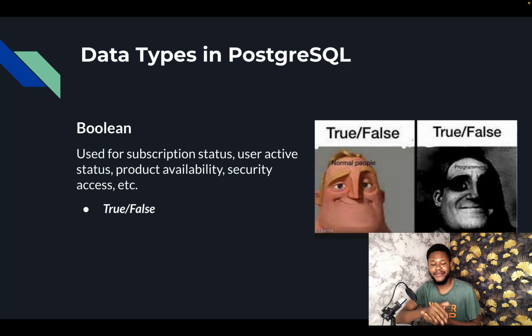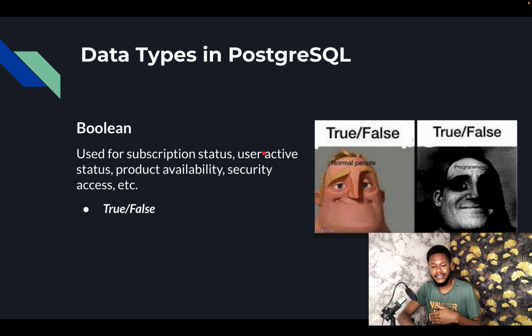Another popular data type is the Boolean data type. Yeah, this meme: to normal people, you can just see it as true or false, 1 and 0. But to programmers, it's something much darker, because Booleans can be tricky sometimes, especially when you're doing logic gates. So Boolean data types are for things like subscription status, where the value can either be 1 or 0, true or false, yes or no. A user may be active or inactive, and a subscription may be active or inactive. That's an example for Boolean.